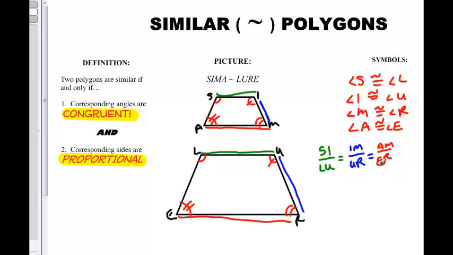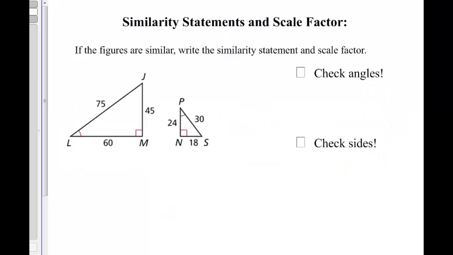And then wrap it up with the last pair of sides, which are SA, and that's going to be corresponding to LE. And all of these need to be equal ratios. So this whole proportion needs to say they're all the same. They're proportional. So that's the test. You've got to check the angles, and you've got to check the sides to be in proportion. If you've got that, you've got similar polygons.